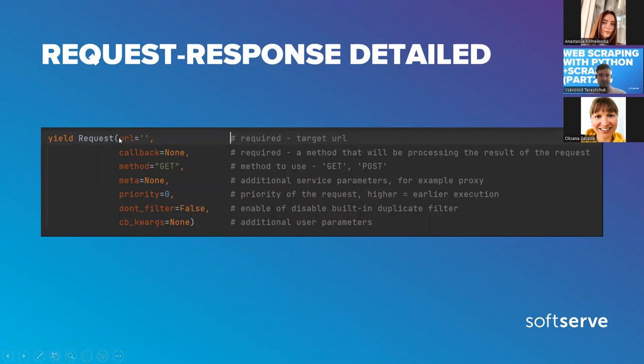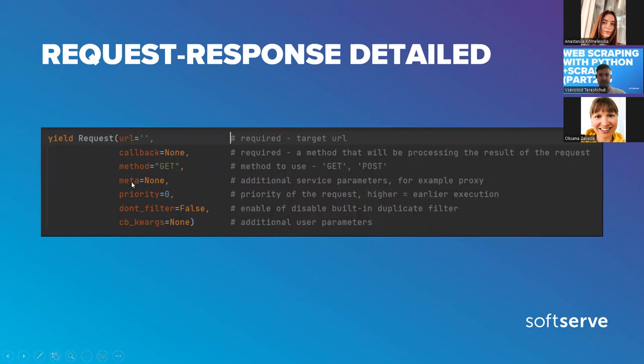When you yield your request in Scrapy, you have to specify some arguments. Only two of them are required. First is, of course, the target URL, and the second is callback. Callback is the name of the function or method that will be processing the result of the request. Then we have some optional arguments, but very important as well. So the first of the optional arguments is method. Method is how you send your request, get or post. The default value is get. And you might require the post method when you send a login request, for example.